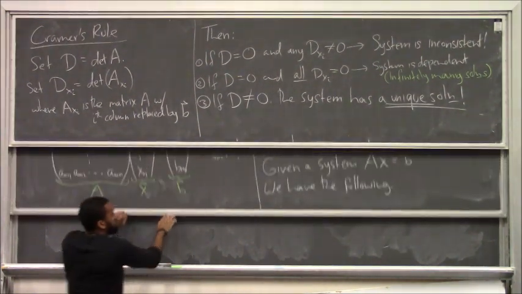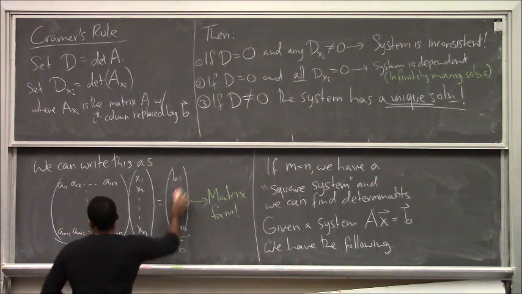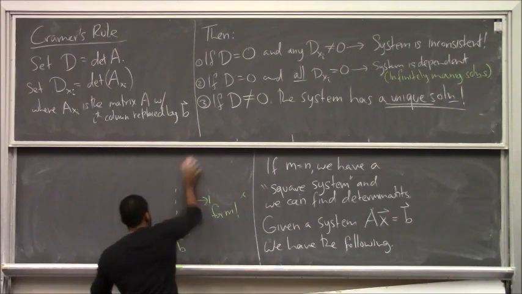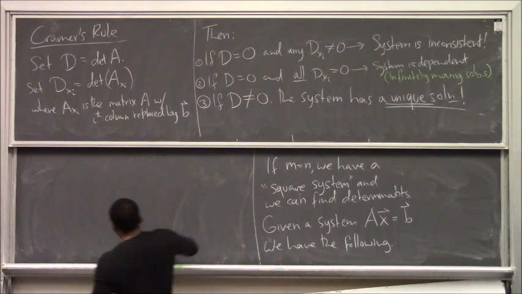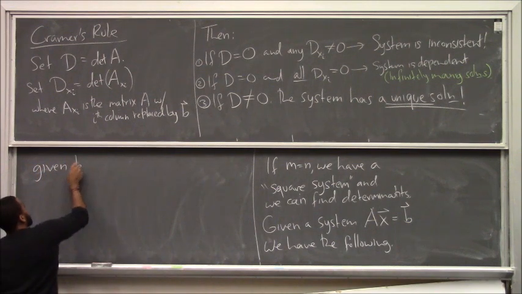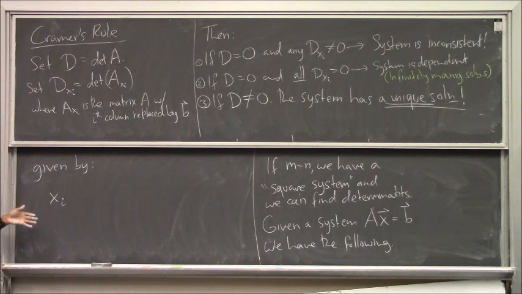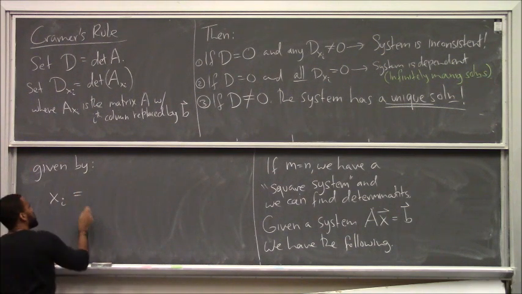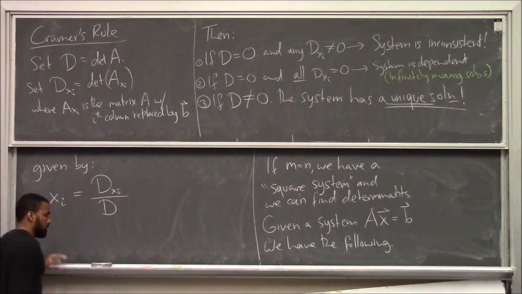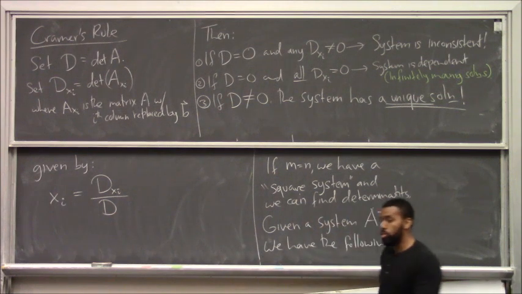And in fact, this is something that we're going to use later. We know exactly what the solution would look like in this situation. The system has a unique solution and it's given by the variable x_i, so it could be the x1, the x2, or whatever, is going to be given by D_xi divided by D. This will be a unique solution. There will only be one.